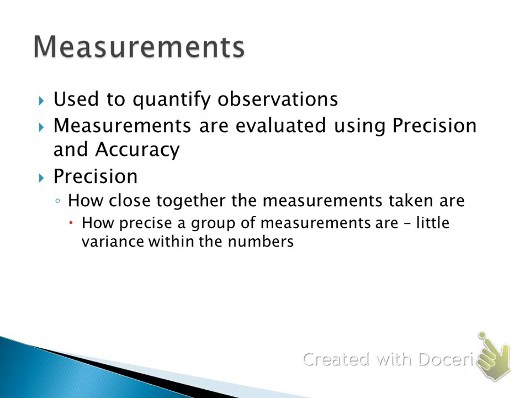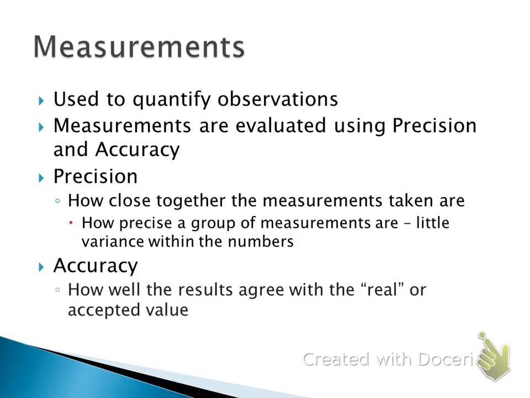Whereas if I want to look at accuracy, that tells me how close to the actual value I am. How well your results agree with the accepted or the actual value. So I want you to think accurate is close to actual. Okay? Accurate is close to actual. So I'm going to put up a little visual for us here.